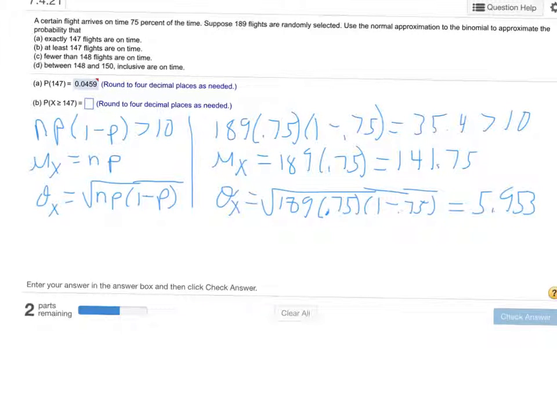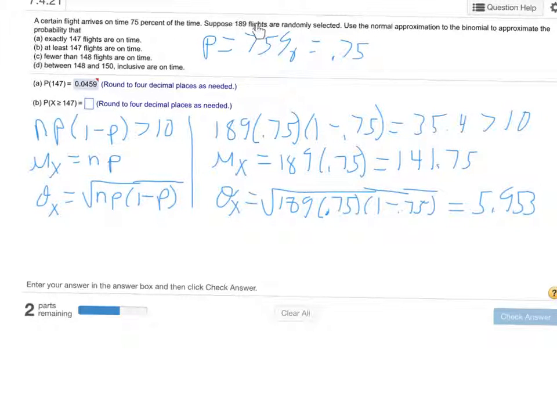I got your question here about a certain flight. 75% of the time they arrive on time. 75% of the time. So that's your P here. P would be 75%, and if we make it a decimal, 0.75.